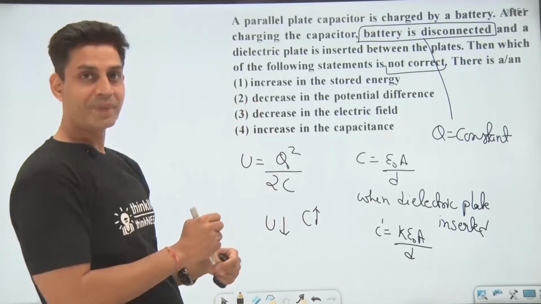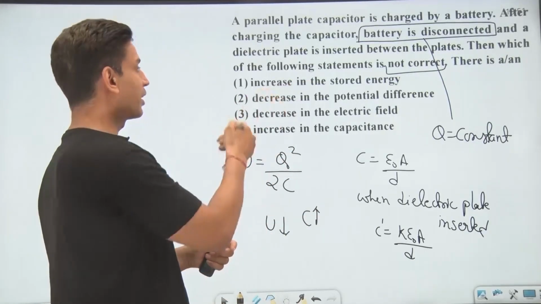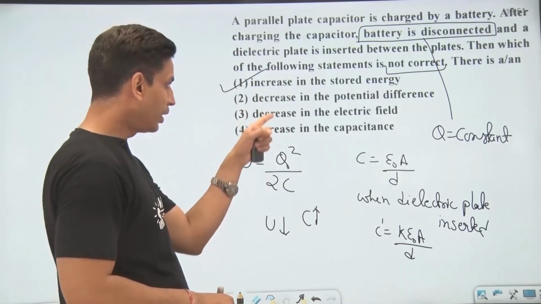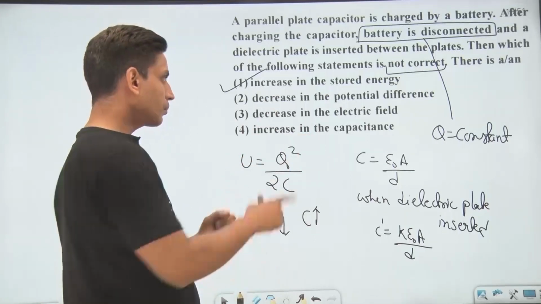So this is the wrong statement. And the question is asking for the not correct one. So this is not correct. So option number 1 is the correct answer. We'll discuss the remaining options as well.